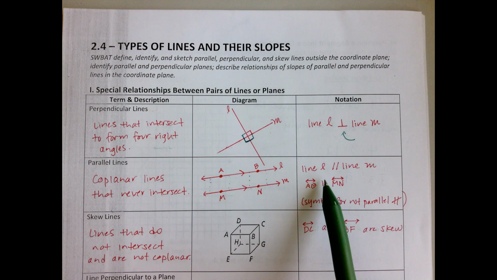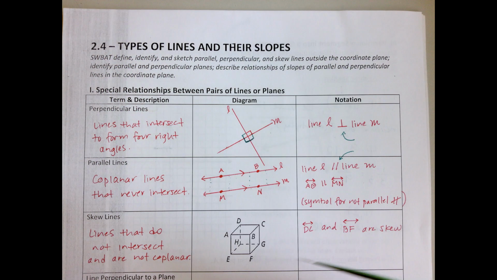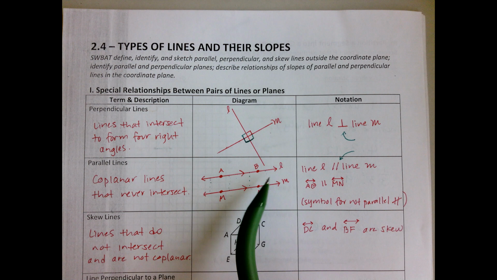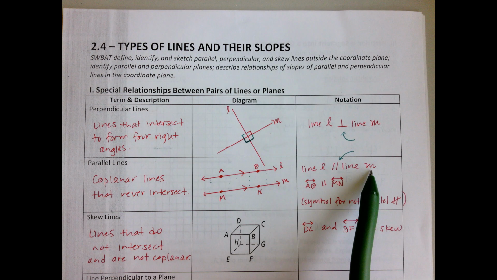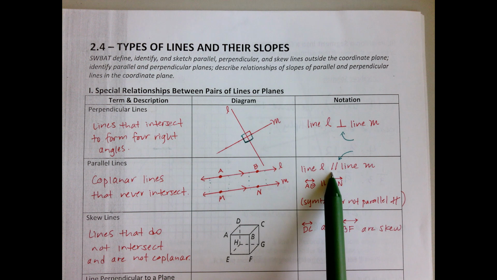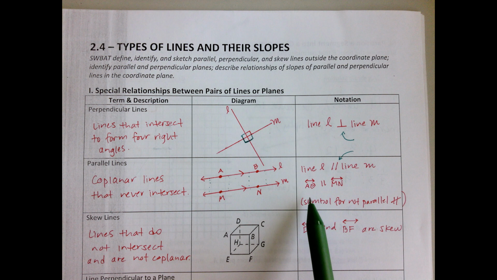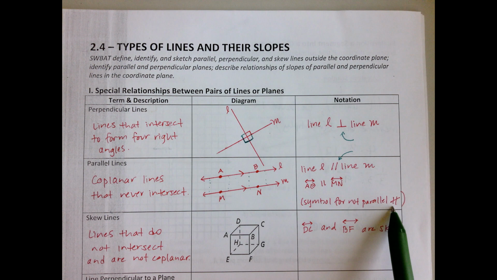All right, so what is the symbol for that? That's these two lines right here. Okay, so line L is parallel to line M. This is the symbol for parallel. Two lines side by side. Another way to write that is, of course, with line notation, line AB is parallel to line MN. The symbol for not parallel is just a slash through the parallel symbol.